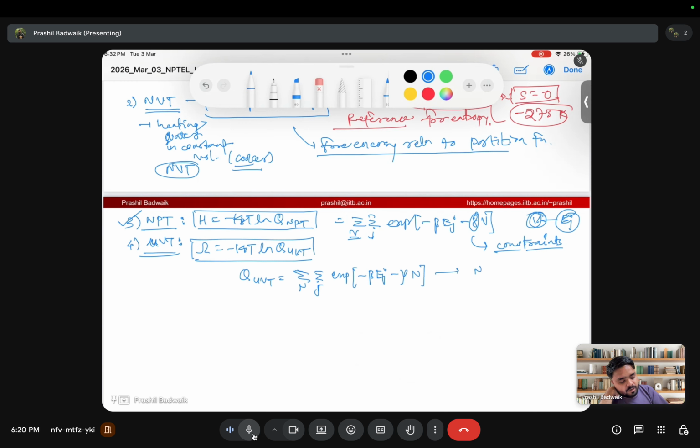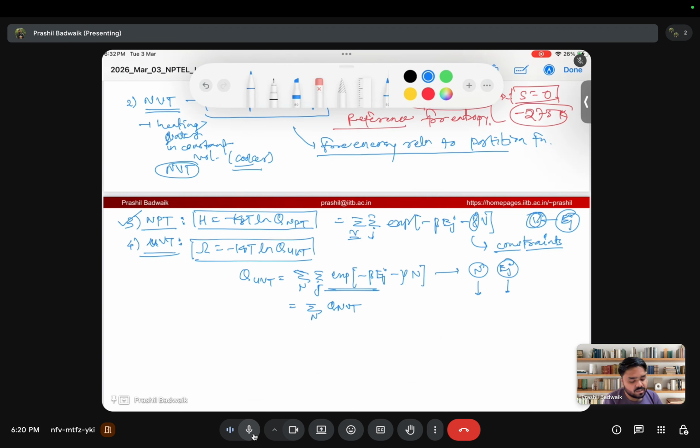So first you fix the value of N, calculate what and all energy states are present in that particular N, change the value of N, calculate this. So here we can calculate Q for a particular N, which is Q N VT, right? Q N VT. So what we did here, this can be broken down into two parts.